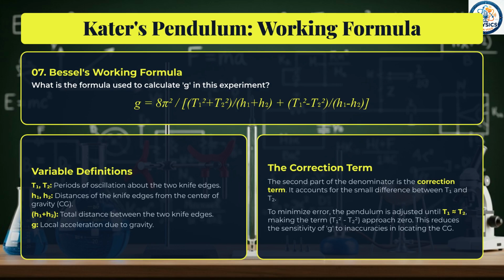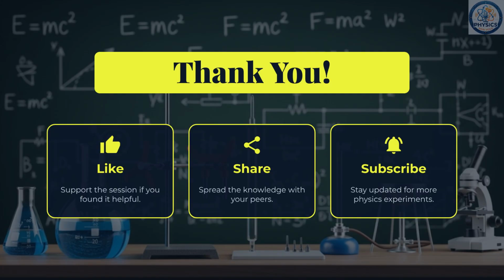Here is Bessel's working formula for g. The correction term accounts for any small difference between the periods, T1 and T2. The goal is to adjust the pendulum so T1 is approximately equal to T2, minimizing the error sensitivity to CG location inaccuracies.